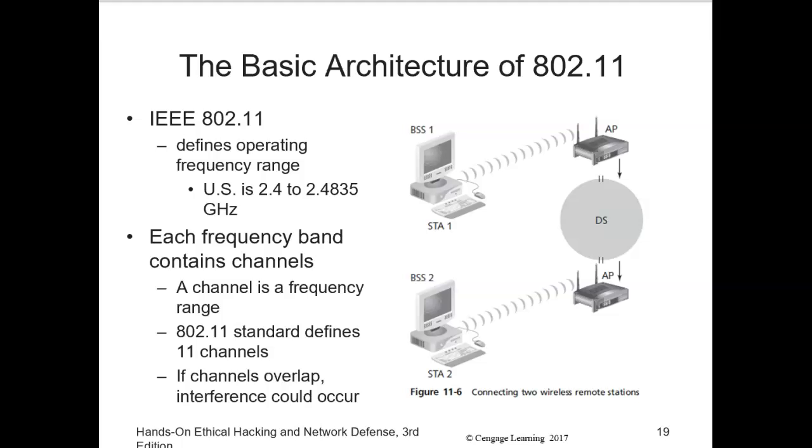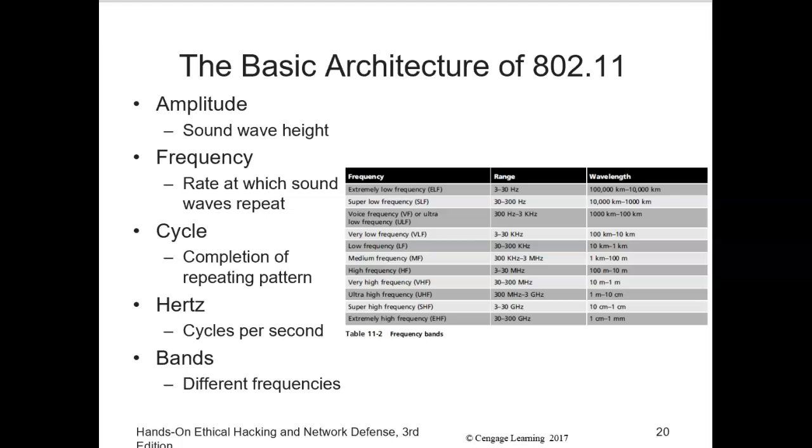As a security tester, if someone is complaining of interference, and I've even had interference with remotes, the first thing I look at is the frequency and channels they're operating on. Now, the basic architecture of 802.11 in the United States, again, the range is roughly 2.4 to 2.48 gigahertz. Think of frequency as a superhighway, and each frequency band contains channels, so each superhighway contains channels.